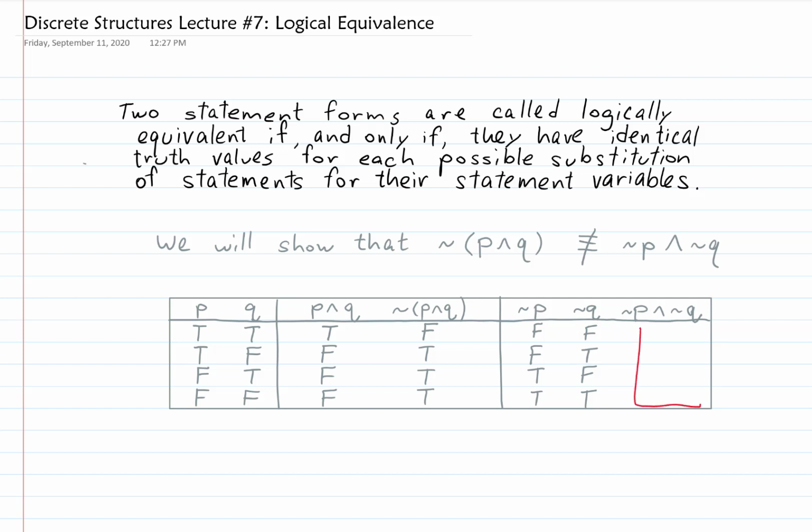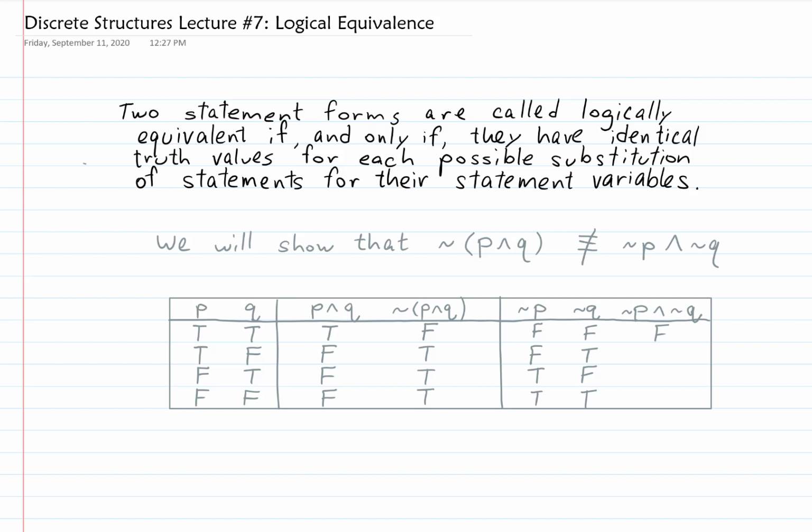And now here, I want to do the conjunction of these two. Remember, a conjunction is true only when both pieces are true, and it's false otherwise. So in the first row, both pieces are false, so the conjunction will be false.